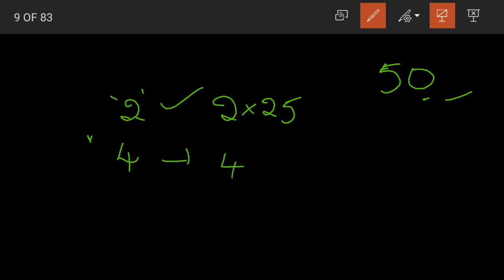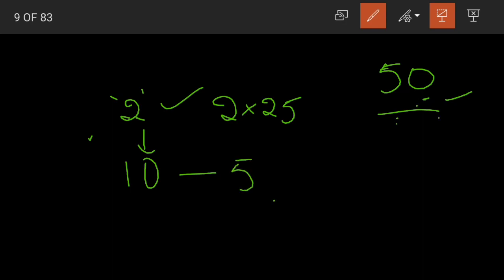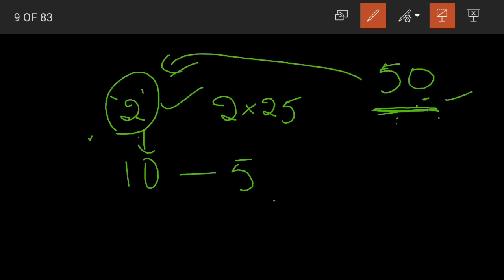We have 4 into what, children? Sorry, is it divisible by 4? No, it is not divisible by 4. Next, what multiple do we have? 10. 10 is also a multiple of 2. Yes, so we have 10 5s are 50. Now what do we understand from this? That if a particular number is divisible by a number, it is also divisible by its multiple.